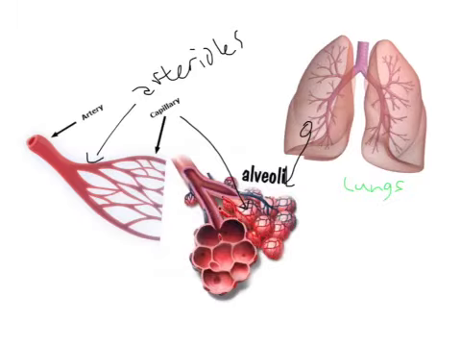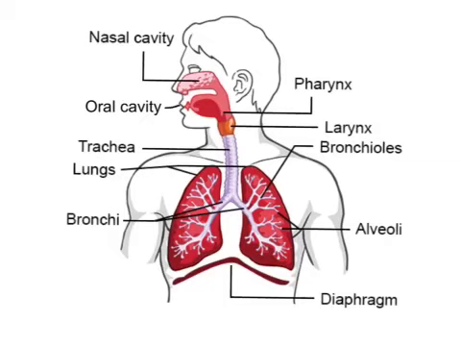From the artery, the carbon dioxide flows through the arterioles, through the capillary, and from the capillary back into the alveoli in the lungs. From the alveoli, the carbon dioxide travels up through the bronchioles, bronchi, trachea, larynx, pharynx, and out the oral cavity or nasal cavity.